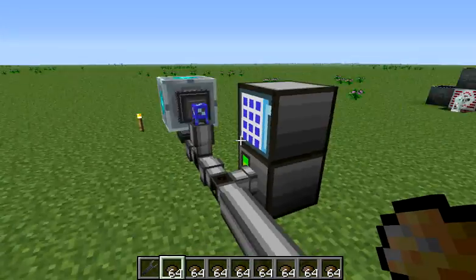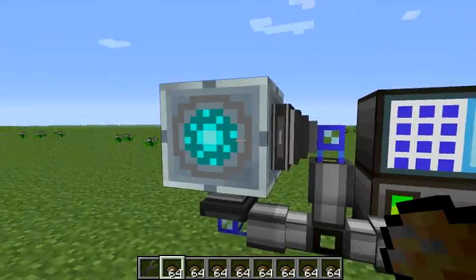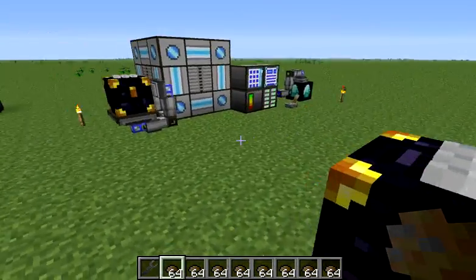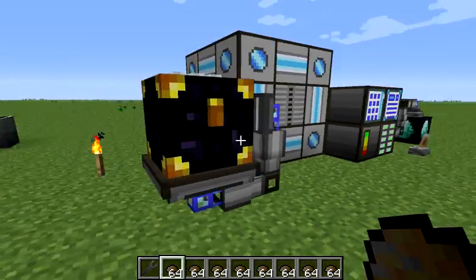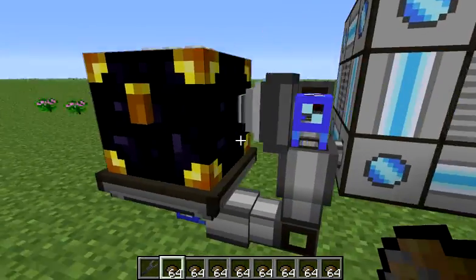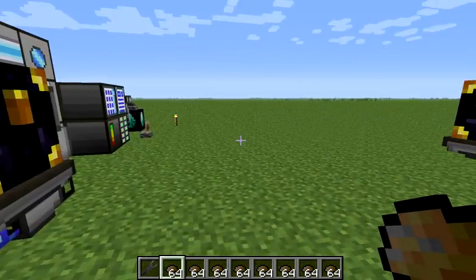This of course allows our chest plenty of room, so if we were to actually plug this into something, we'd start generating UU matter. It would come back into here, and since this is on a storage bus, it's accessible, but we would probably end up wanting to import that and get it out of this chest.